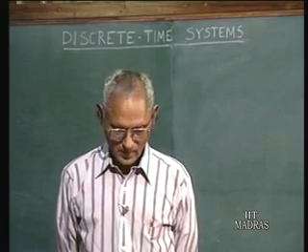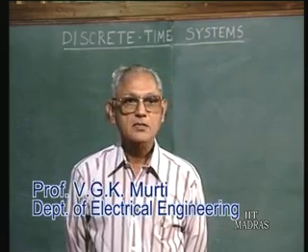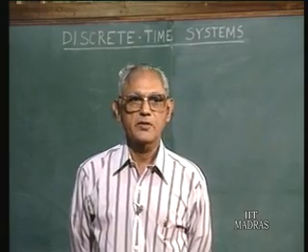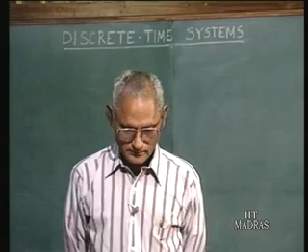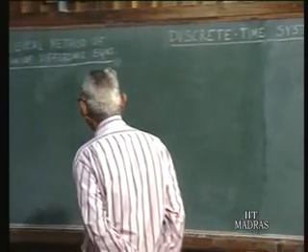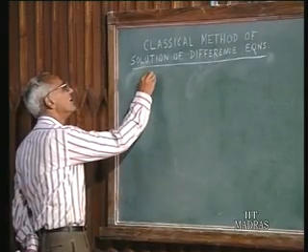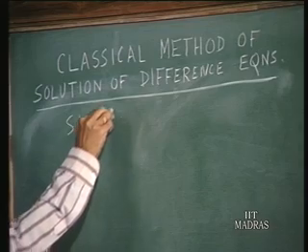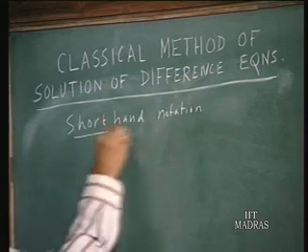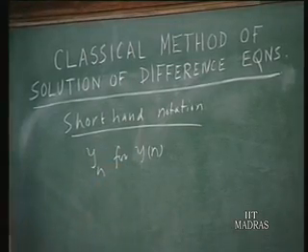Having studied the basic characteristics of discrete time signals and discrete time systems, let us today take up the question of solution of the difference equation of a linear time invariant system through the classical method of solution of such equations. So, in the classical method of solution of difference equations, let us use some shorthand notation. Let us simply write yn for y of n, so that it becomes simpler to write.